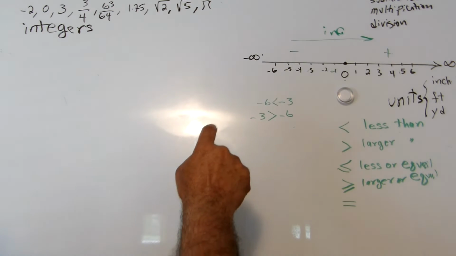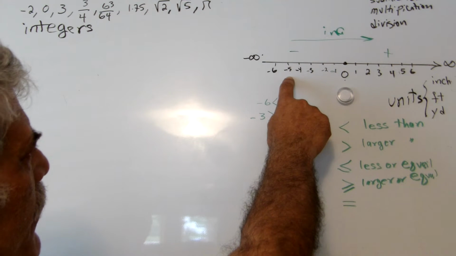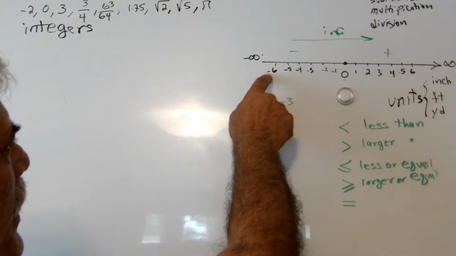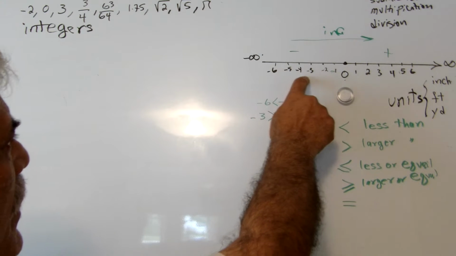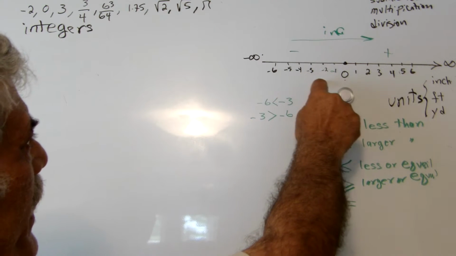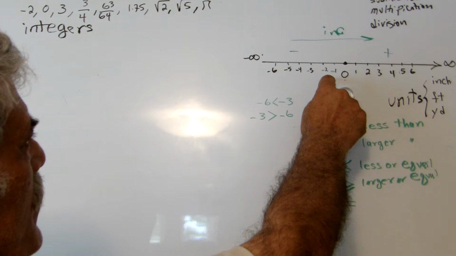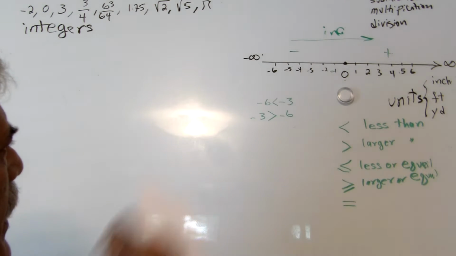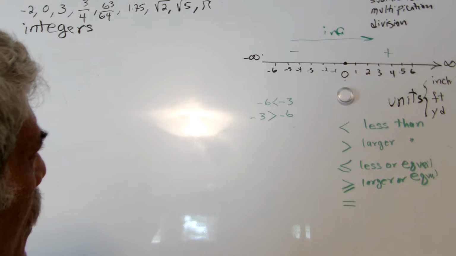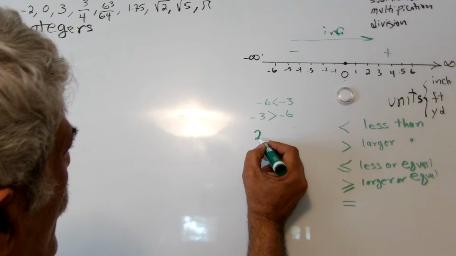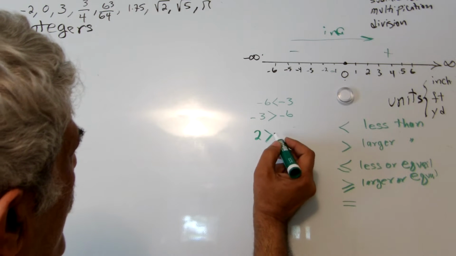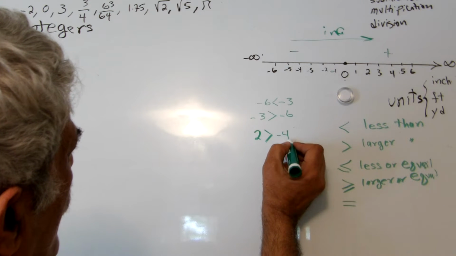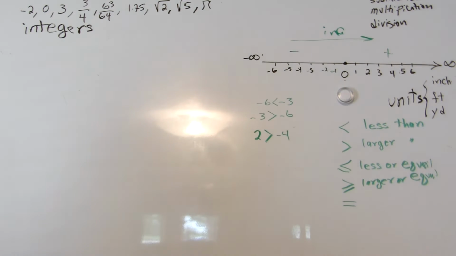So just remember that -5 is larger than -6. It increases this way and decreases this way. So 2 is larger than -4.